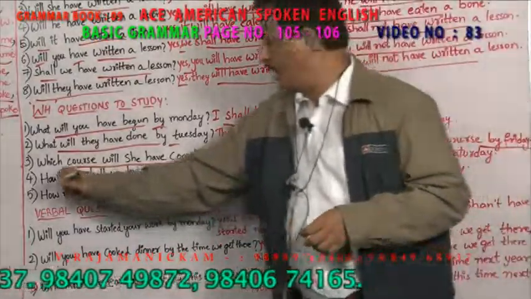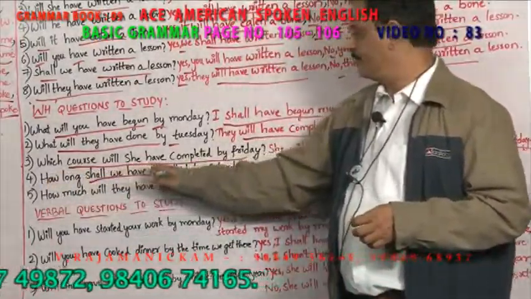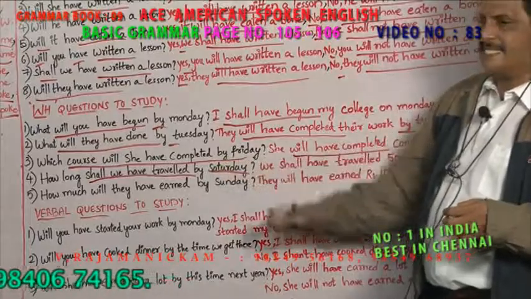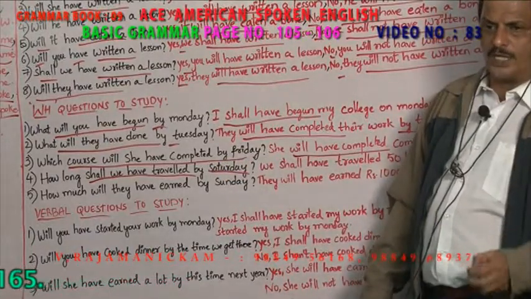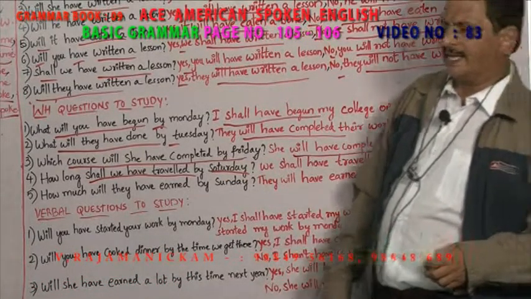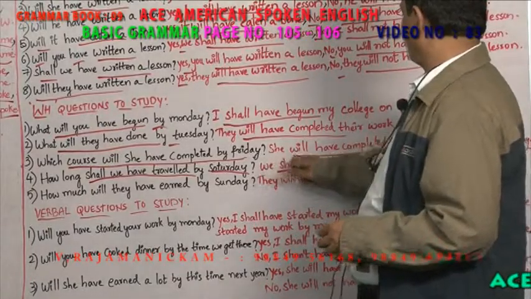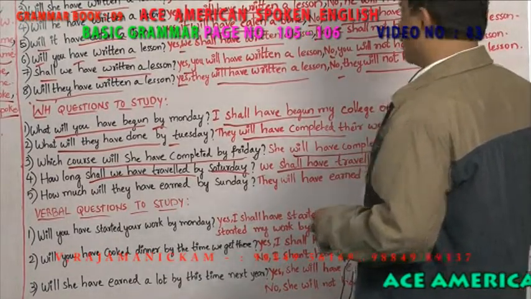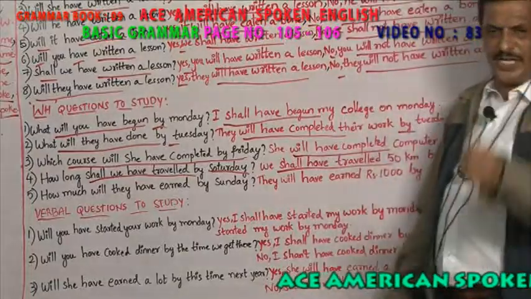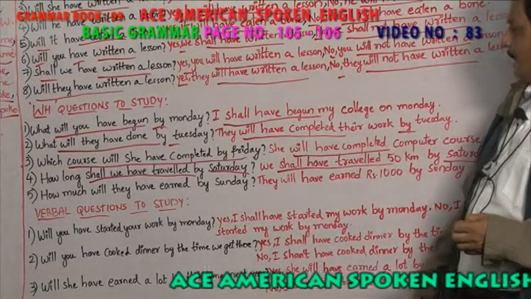And the next question, how long? How long shall we have traveled by Saturday? So by Saturday, how long? What is the distance we would have traveled? And the answer is? We shall have traveled 50 kilometers by Saturday.